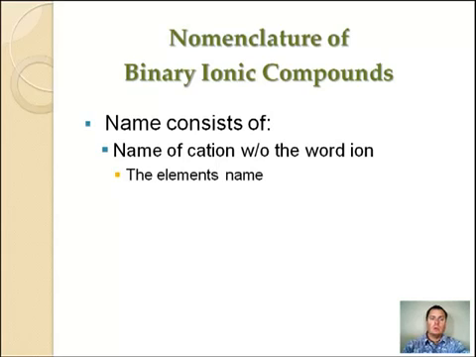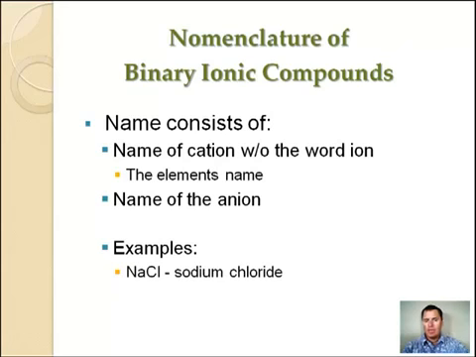And then what we do is we put the name of the anion. Remember, anions end in -ide: chloride, fluoride, oxide, nitride. So the name of the first element plus the name of the anion. Let's look at a couple examples here. NaCl, sodium chloride. HCl, hydrogen chloride. Pretty simple, guys.